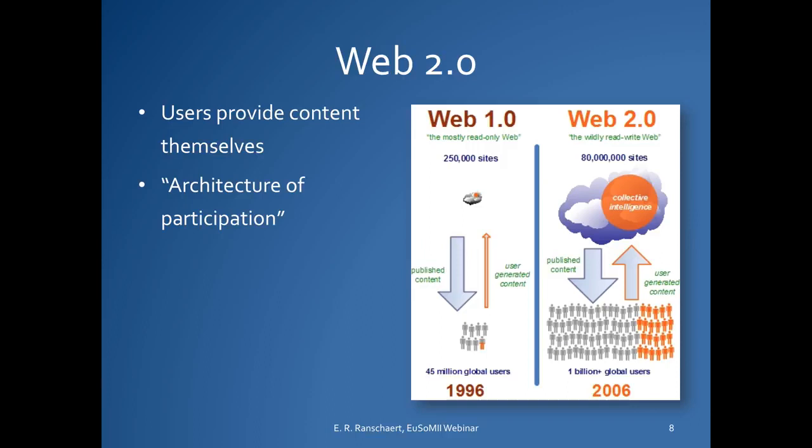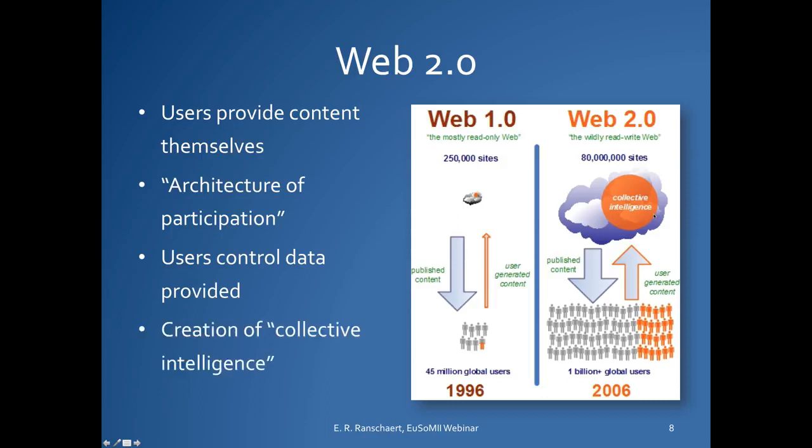This is called an architecture of participation, and users have much more control over the data that are being shared and distributed through the internet. By collecting all this information from all these users, it is also said that some kind of collective intelligence is being created.